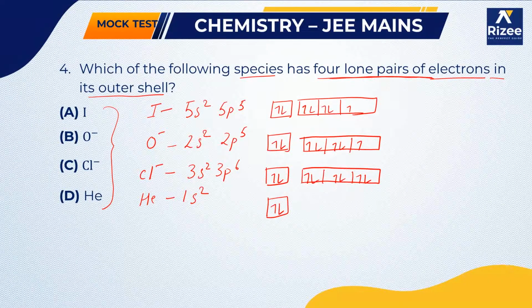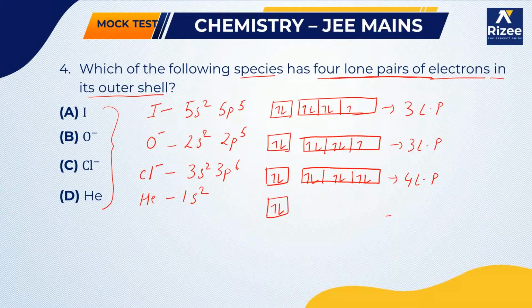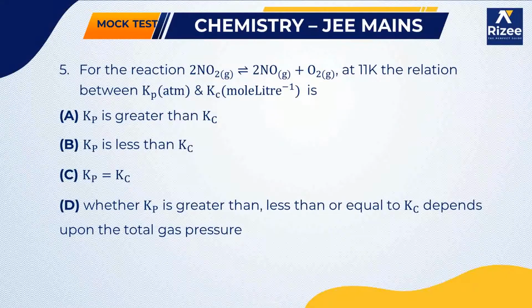So here you can see the iodine is having 3 lone pairs of electrons. The oxide ion is having 3 lone pairs of electrons. The chloride ion is having 4 lone pairs of electrons, and the helium is having 1 lone pair of electrons. So what the question is asking is, which of the following species has 4 lone pairs of electrons? It is nothing but our chloride ion. So our answer is Cl-, the third option. Next, moving on to the next question.